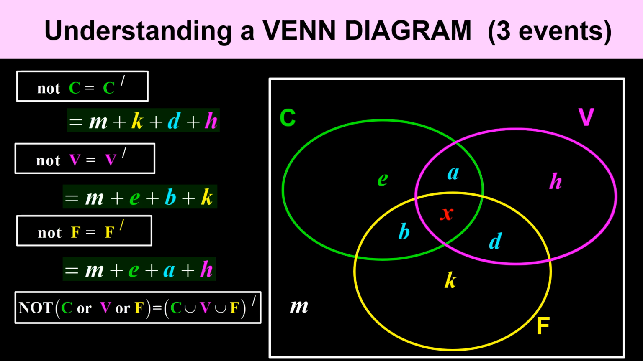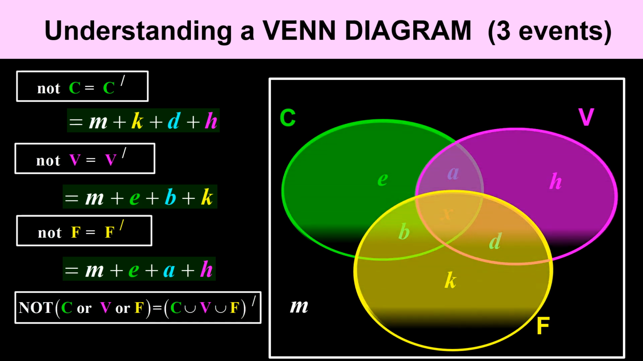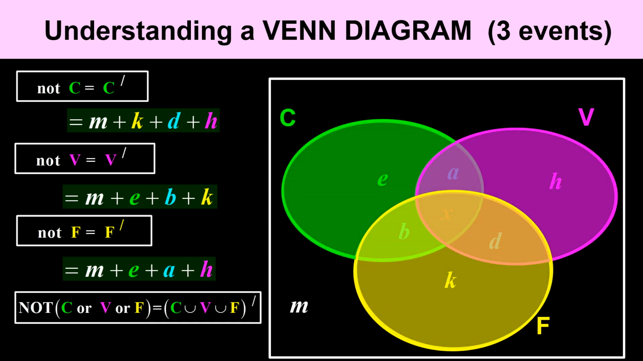Now if we say not C or V or F, I don't want the C, and I don't want the V or the F elements. What is the only thing that's left? That's correct, it's only M that is left there. So not C or V or F is equal to M.